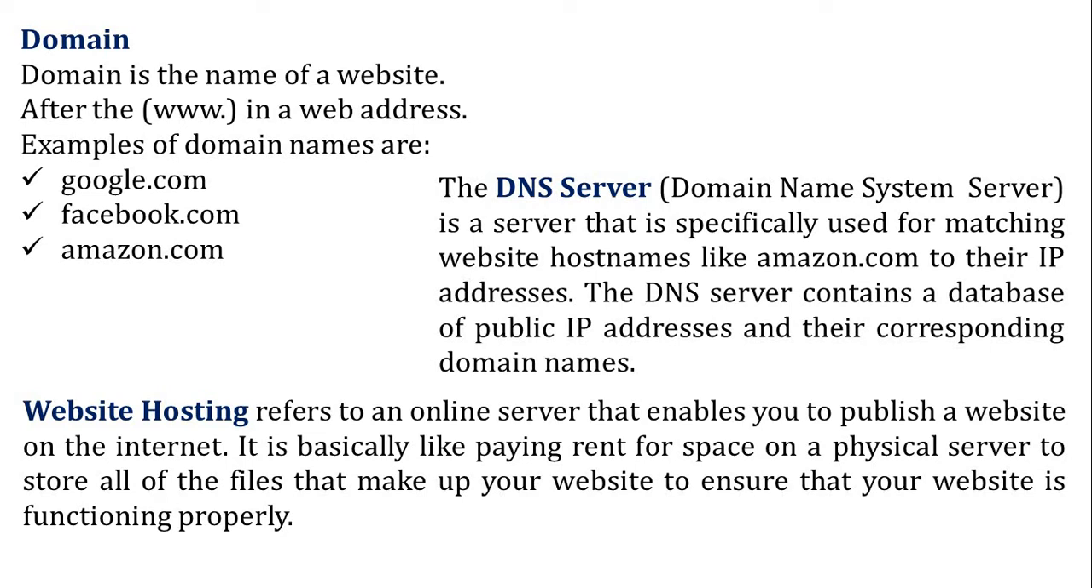And what is a domain name? Domain name maps the unique public IP address with a unique host name, or you can say a name for that given server or that given system. That name is mapped with the unique IP address. Okay, so we also have to understand what is the DNS server. The DNS server is known as domain name system server. That is a server specially used for matching web host names like amazon.com to their IP addresses. The DNS server contains a database of public IP addresses and their corresponding domain names.